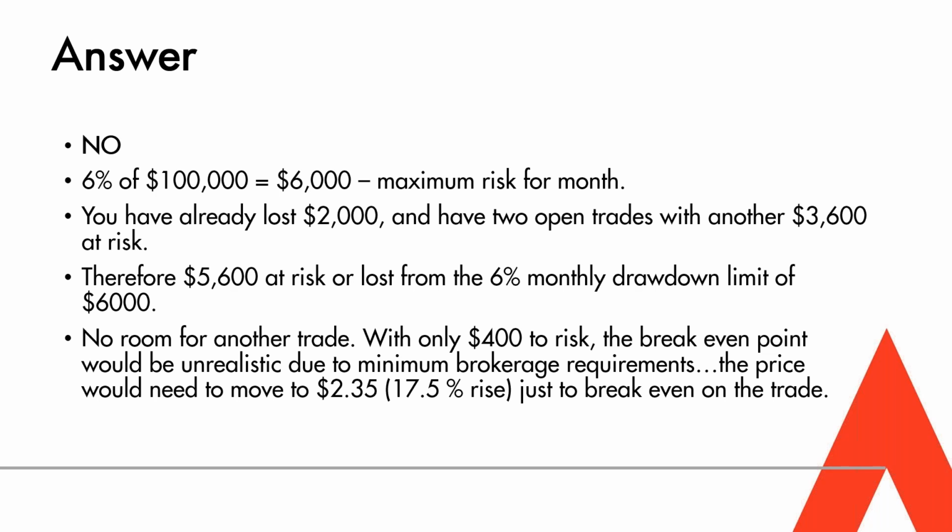Therefore, $5,600 is at risk or lost from the 6% monthly drawdown limit of $6,000. So there'd be no room for another trade. With only $400 to risk, the break-even point would be unrealistic due to the minimum brokerage requirements. The price would need to move to $2.35, which is about a 17.5% rise, just to break even on this trade.